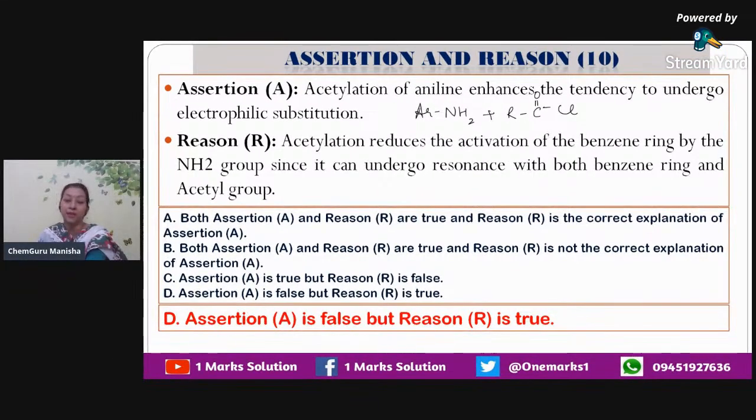Acetylation reduces the activation basically, and this NH2 group is then bonding with benzene ring and acetyl group, and undergoes resonance, because of which the electrophilic substitution tendency is not enhanced.